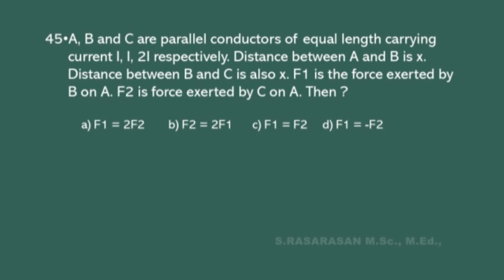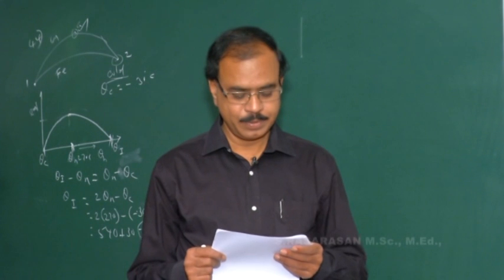A, B and C are parallel conductors of equal length carrying current I and 2I respectively. Distance between A and B is x. Distance between B and C is also x. F1 is the force exerted by B on A. F2 is the force exerted by C on A.